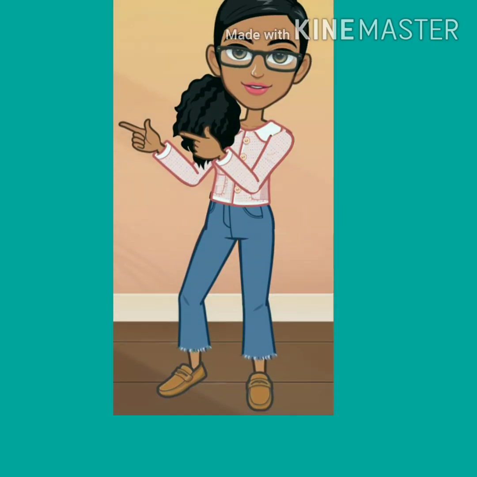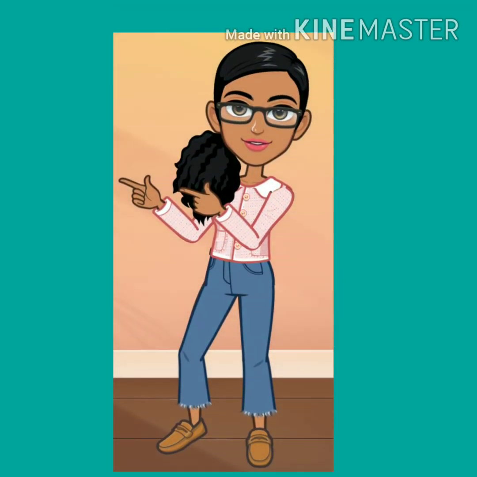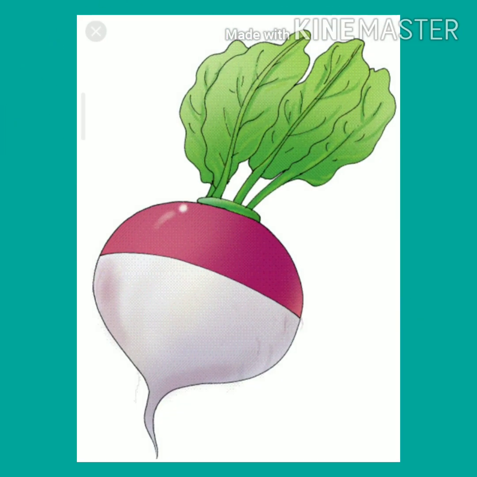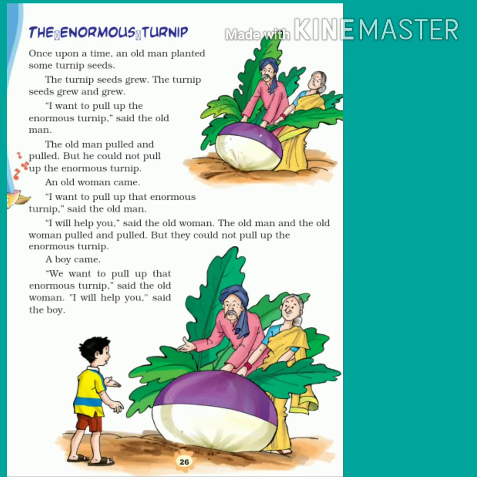Let's go and understand the lesson now. So students, what is a turnip? Turnip is actually a root vegetable that grows underground. So, once there was an old man. He planted some turnip seeds. What is a seed? A seed is the basic unit of a plant. So he planted some turnip seeds.